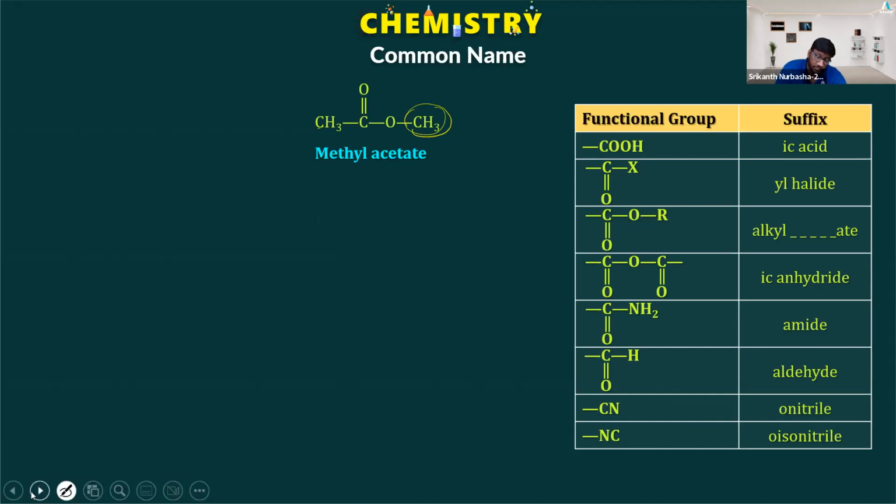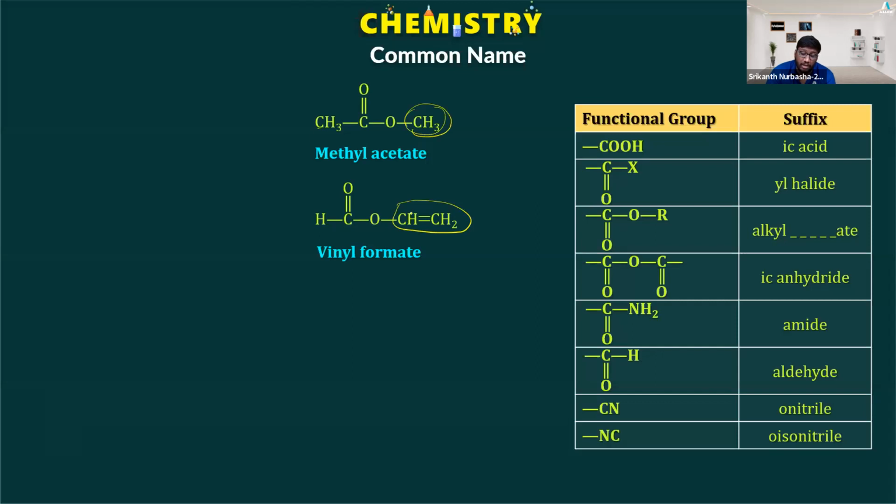Methyl acetate. HC double bond OCH double bond CH2. What is that going to be? Ethyl formate? This is nothing but a vinyl group, or not? CH double bond CH2. Yes. It is nothing but a vinyl group, and we have only one carbon in the HC double bond O, so vinyl formate.